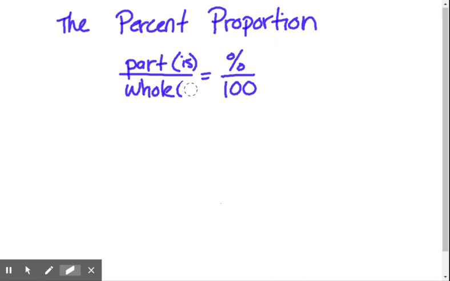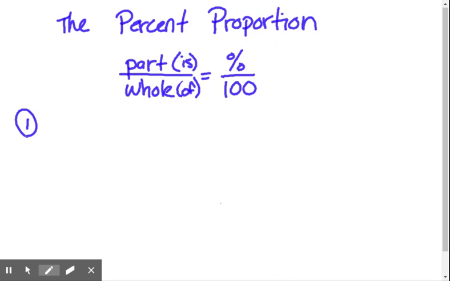The words is and of are going to be very helpful for us to identify what the part is and what the whole is. That could really be the trickiest part of these questions, figuring out which number represents the part, which number represents the whole. If we keep a lookout for the words is and of, that can help us out.